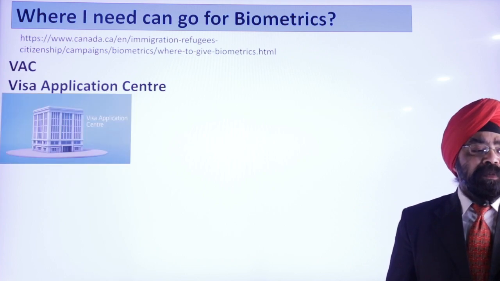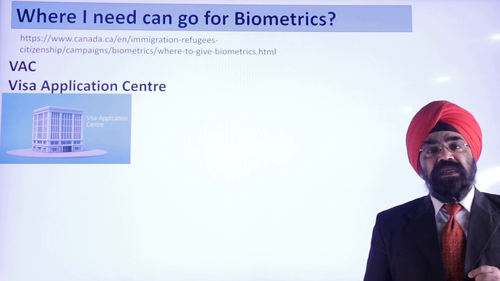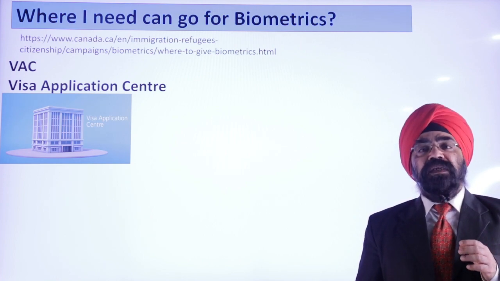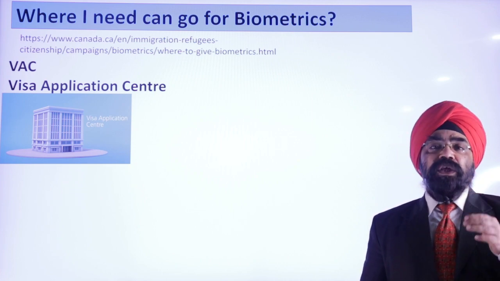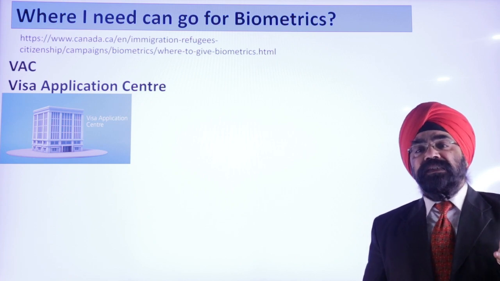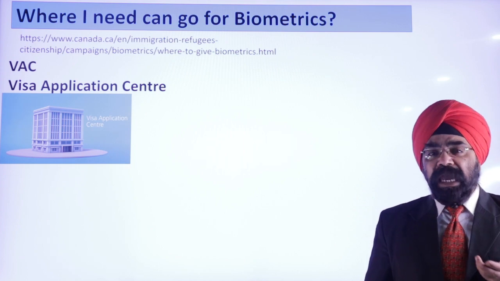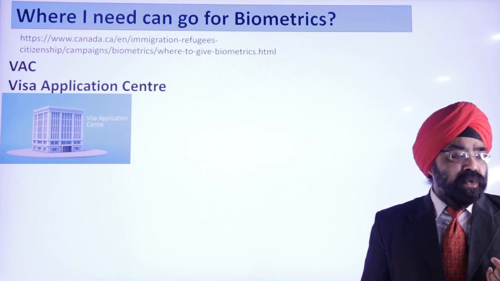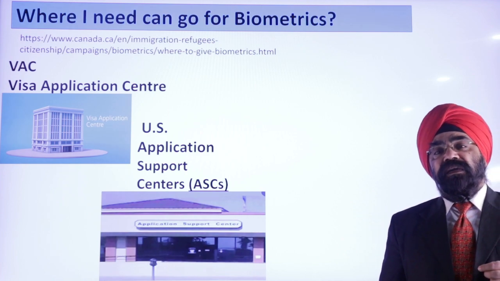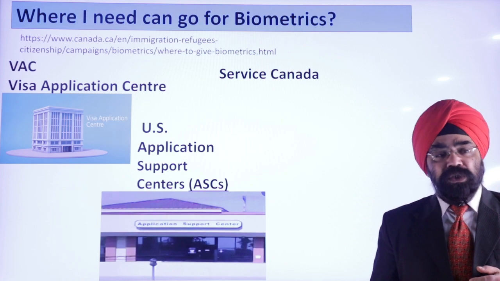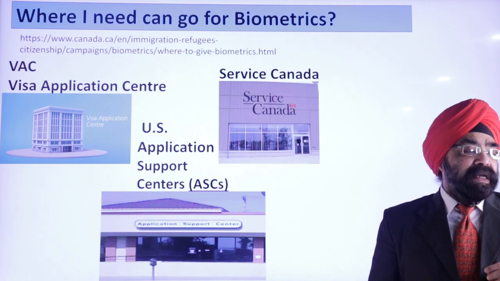You can also do biometrics at an ASC. ASC stands for Application Support Centers. They are US application support centers. As I said, the US shares the database with Canada. So in the US, they don't need to open a separate location, because US application support centers can take these biometrics, and you can go there and get them done. In Canada, you can also do it at a Service Canada location. So this is where you can go and get your biometrics.